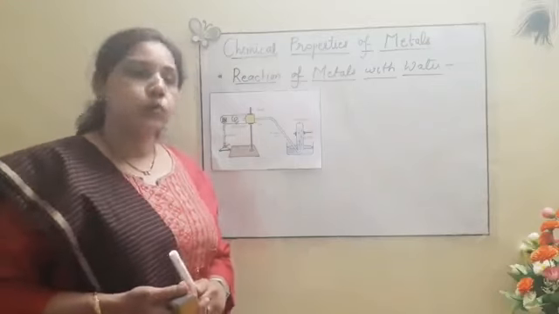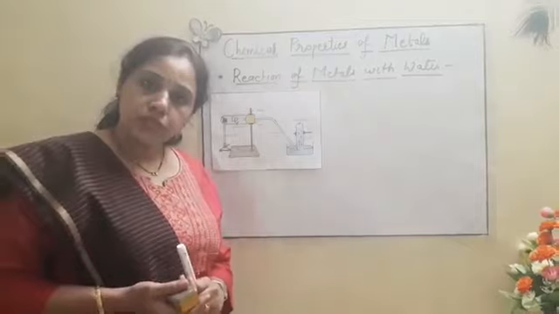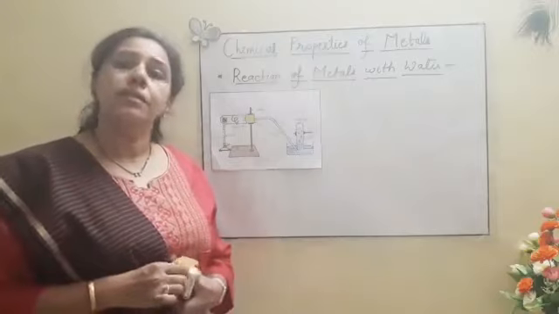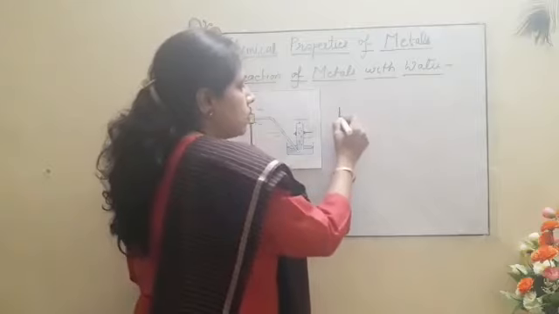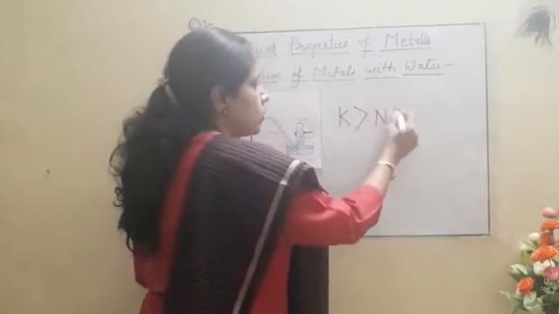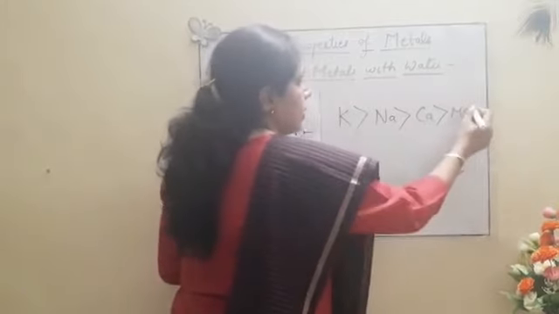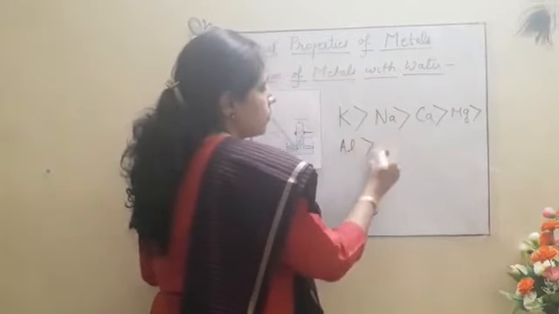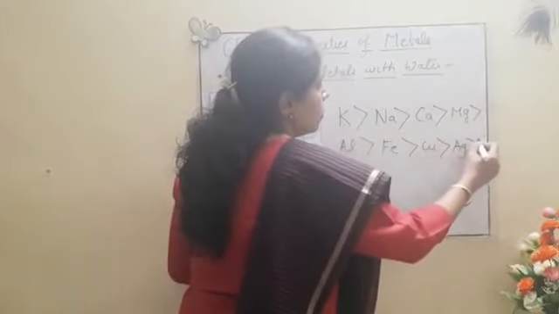So I hope everything is clear that is taught in this lesson. The conclusion of it can be similar to the one that we have drawn in the previous lecture about the reactivity of metals. So looking at the observation and the rate of reaction, we can say potassium is of highest reactivity, then comes sodium, then calcium, then magnesium, and then comes aluminium, after that iron, copper, silver and gold.